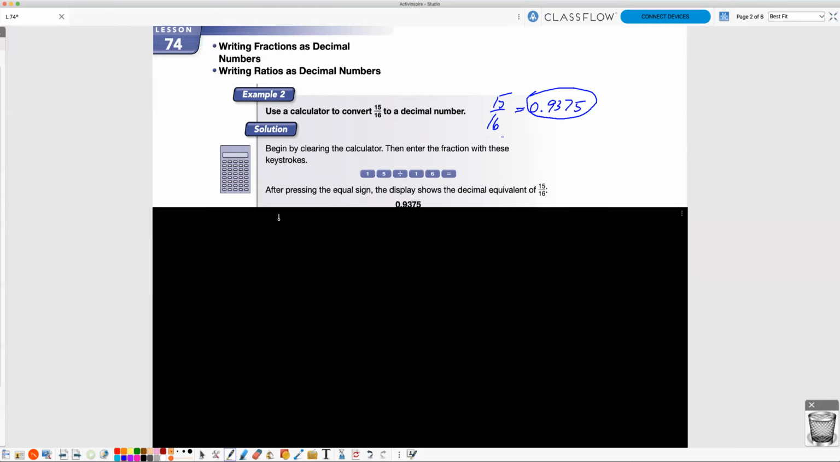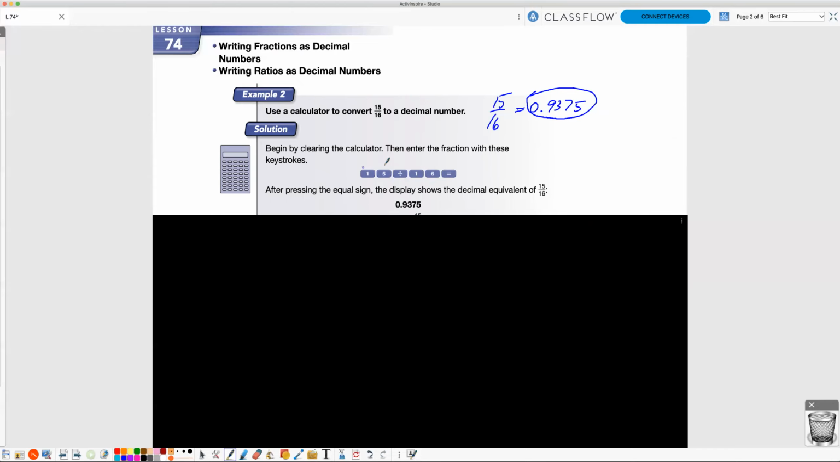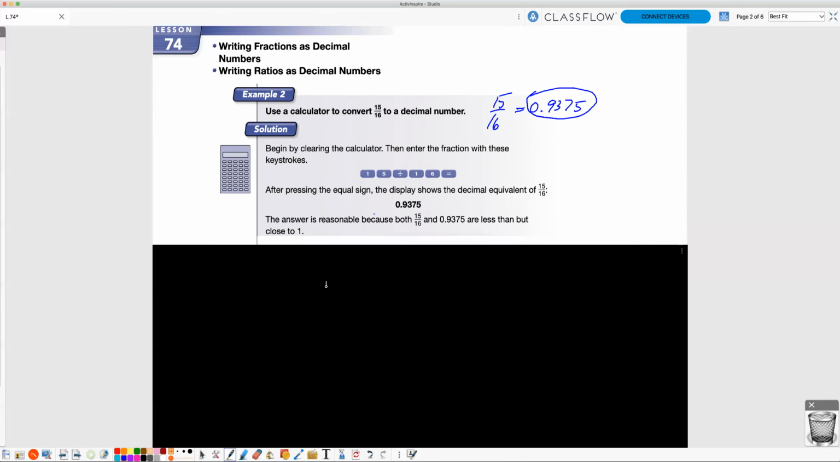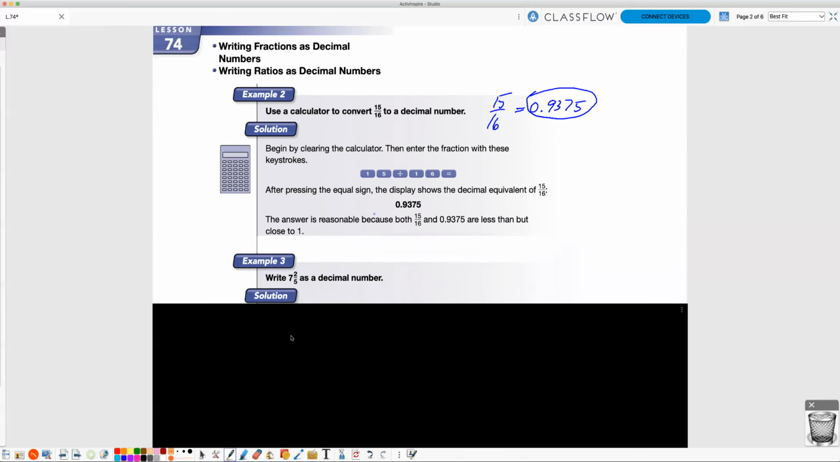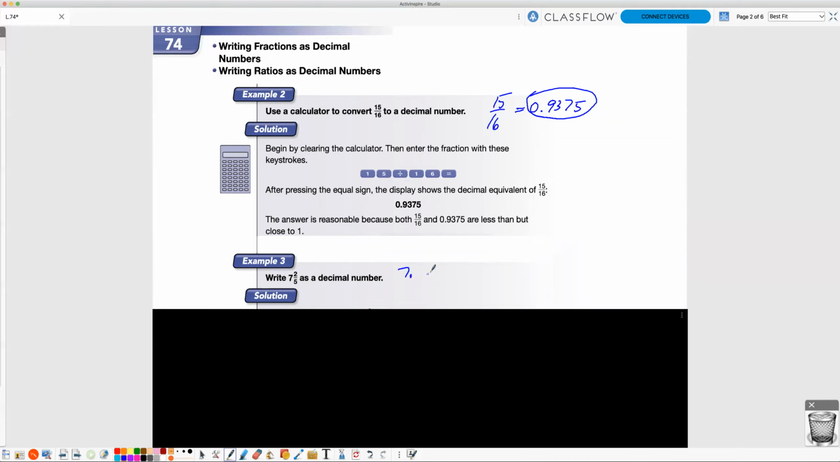So the keystrokes that are required are 15 divided by 16 equals. And that's how you would use the calculator. Write 7 2/5 as a decimal number. So if I'm going to do that, I know that it's going to be 7 and something. 7 and, the word and is the decimal. I need to find out what 2 divided by 5 is, because that's what 2/5 is.